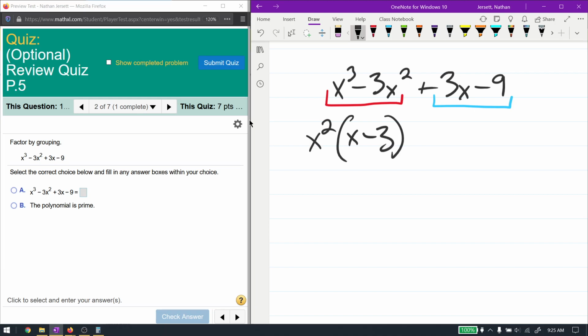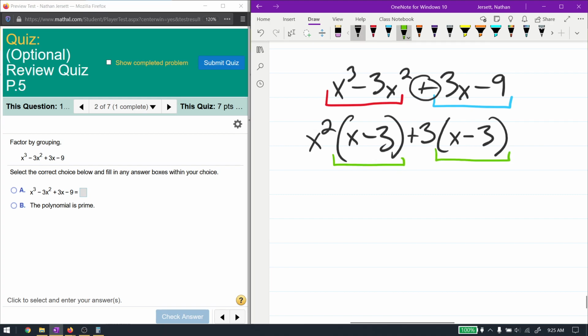Now from these terms, I can take out a 3. They both have a 3 in there, and because this is a plus, I'm going to write +3. If it's a minus, write -3. So I took out a +3 from this, that leaves me with just an x. I took out a +3 from this, that leaves me with a -3 there. And if you have the same thing in parentheses, then you've done it correctly.